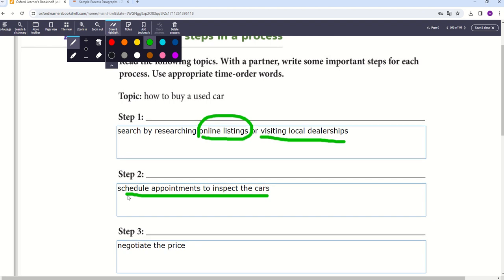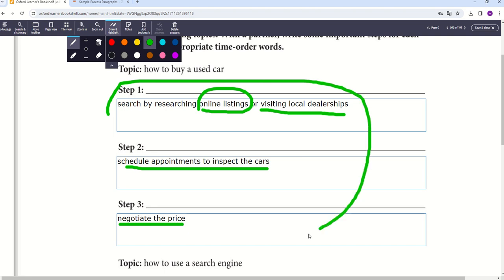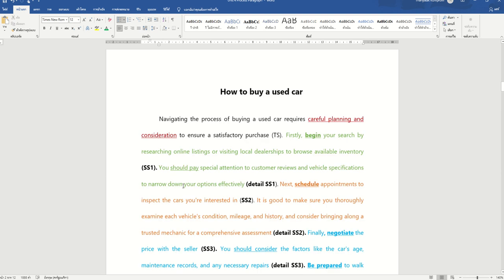And the last one, if it is okay, it's time to negotiate the price, to ask for maybe a discount or special price from the dealership. All right, and then what's next? I try to bring these 3 steps into a paragraph. Now, let's take a look.